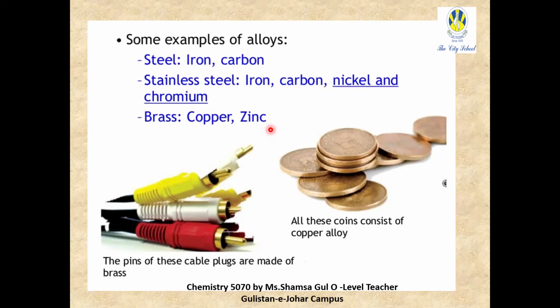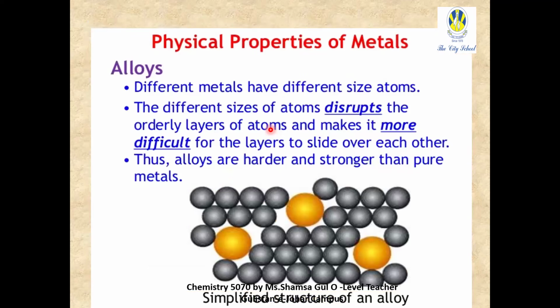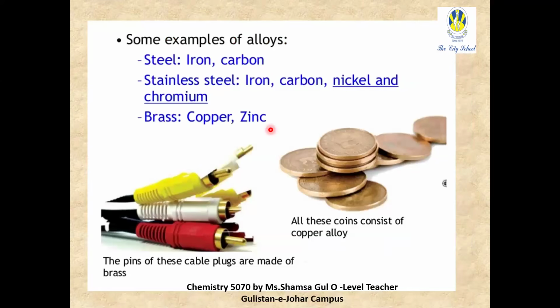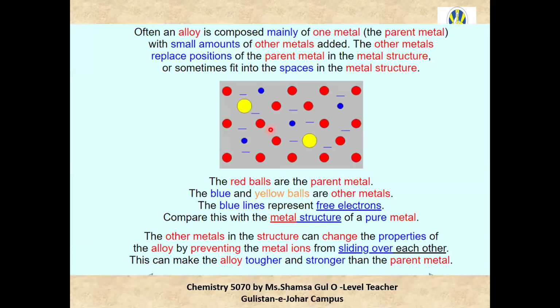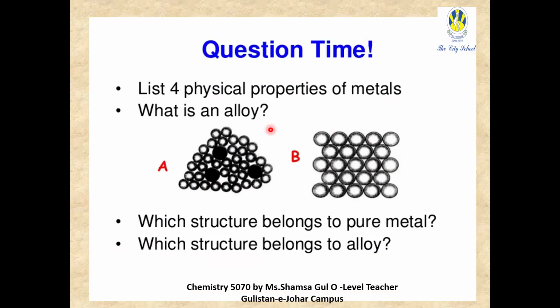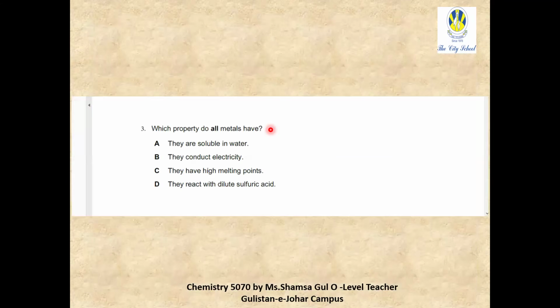Did you get it, children? Yes, miss. That's it about alloys. Okay, what is an alloy? What is its structure? And there are some examples of alloys. All right. Now see, you already know about this. I'll just move further. Let's try to do this question.